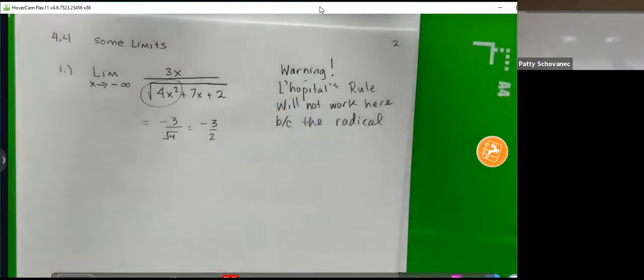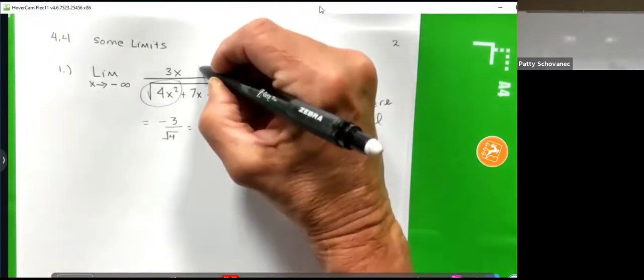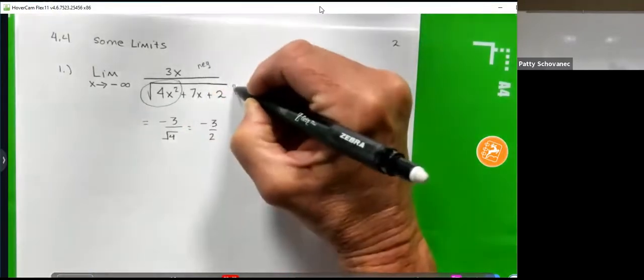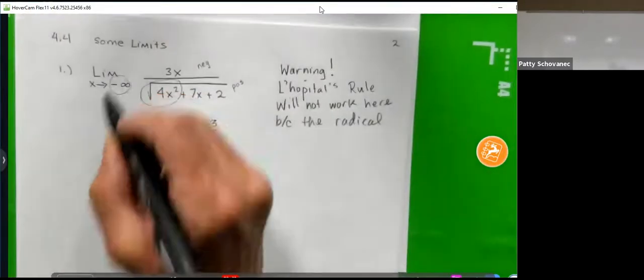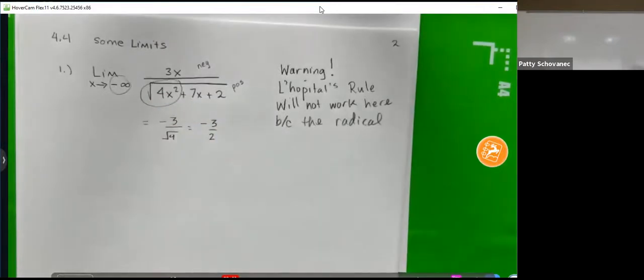Does everybody see why? If this is going to be negative, this is going to be a negative number on the top and a positive number on the bottom because of that. If you square a negative number, it's positive. Take the square root of a positive number, it's positive.